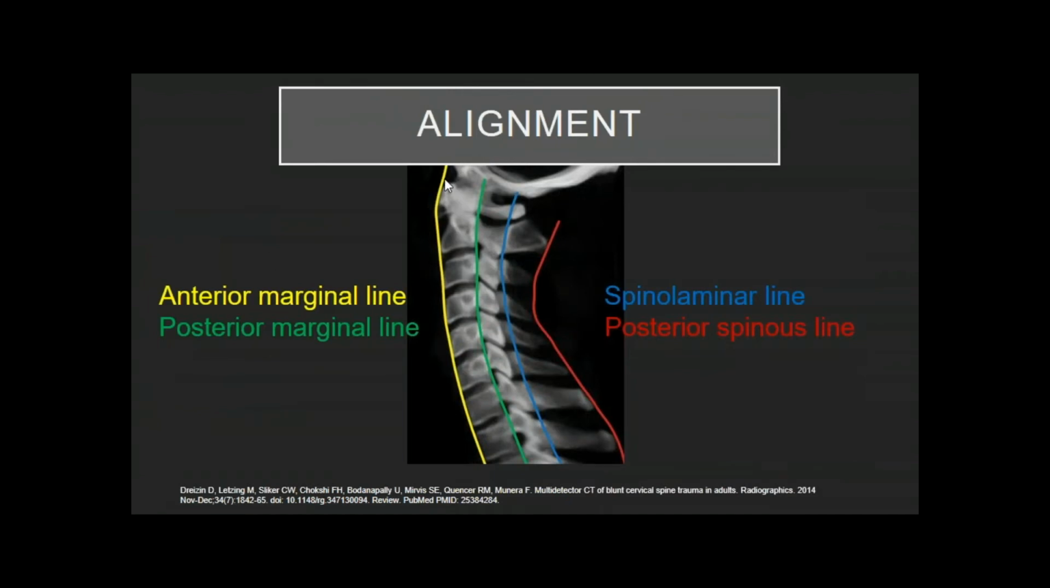So alignment, again, is a big deal in the thoracolumbar. I know I'm showing a picture of the cervical again, but remember the subaxial spine, the lines you're using are all going to be the same through the thoracolumbar as well. The anterior marginal, the posterior marginal, the spinal laminar, and the posterior spinous line.